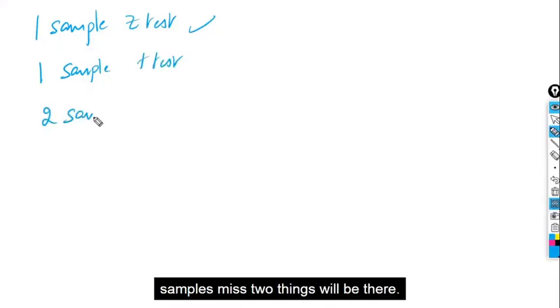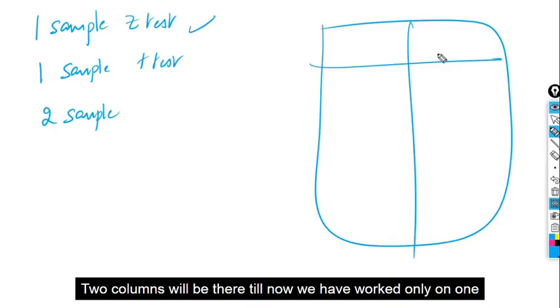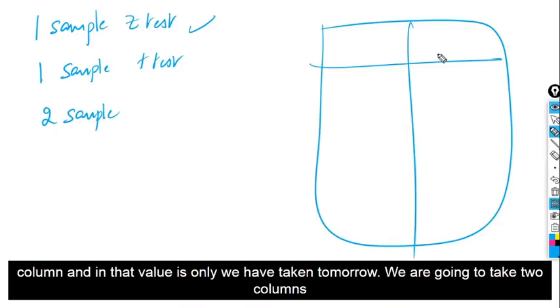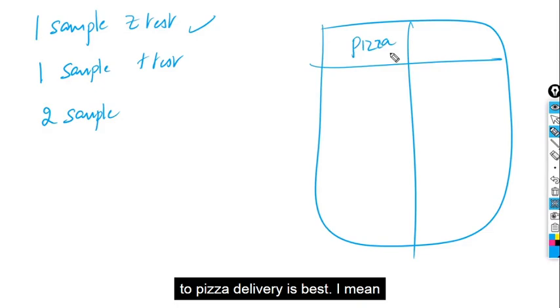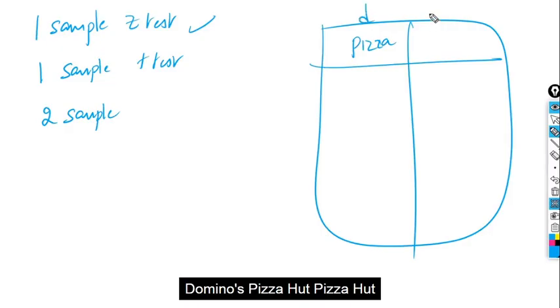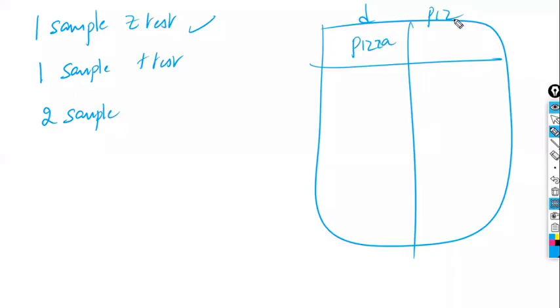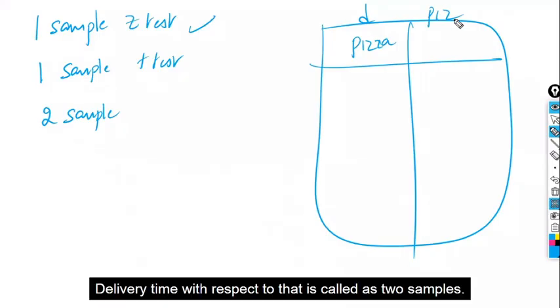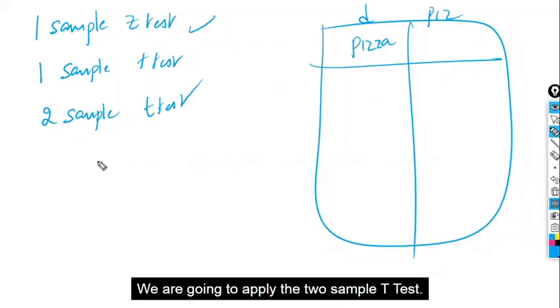Then 2 samples. 2 samples means 2 columns will be there. Till now we have worked only on 1 column and taken only its values. Tomorrow we are going to take 2 columns. For example, whether the pizza delivery of Domino's and Pizza Hut, whether they both are the same or not, with respect to delivery time. That is called 2 samples, and we are going to apply the 2 sample t-test.